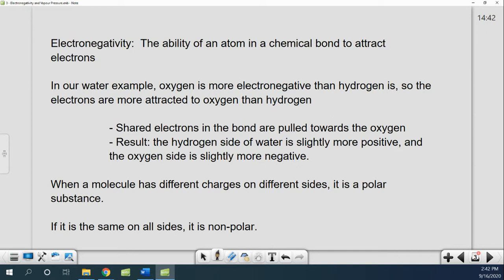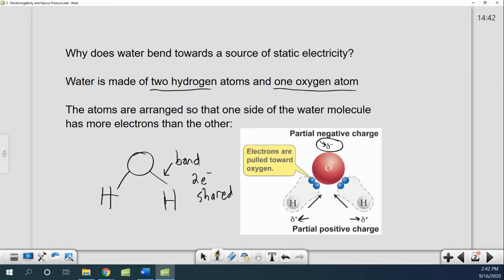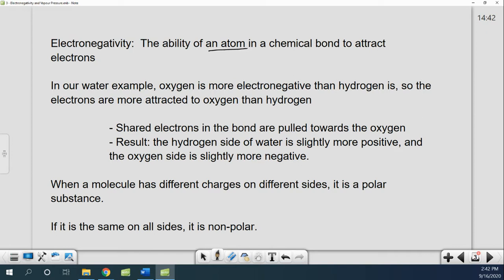And so electronegativity is the ability of a single atom in a chemical bond to attract electrons. So if you look back here, our oxygen must have a lot of electronegativity because it is pulling the electrons towards itself. It's very electronegative. In our water example, oxygen is more electronegative than hydrogen is. So the electrons are more attracted to oxygen than hydrogen. Kind of what we just talked about there. So shared electrons in the bond are pulled towards the oxygen. And as a result, the hydrogen side is slightly more positive. The oxygen side is slightly more negative.